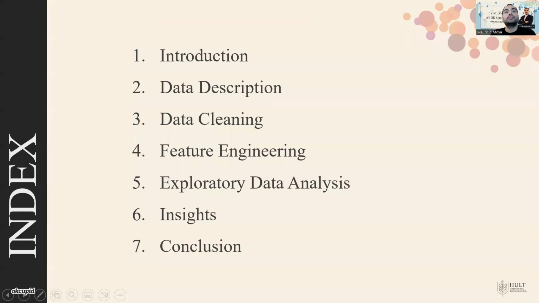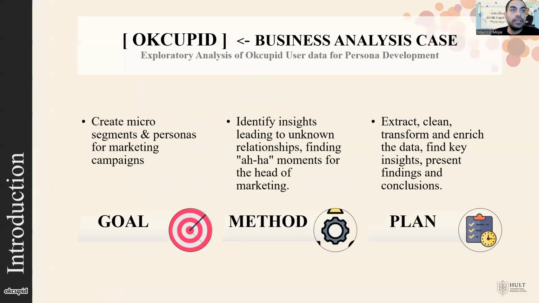Let's start. So this is the index, what we're gonna cover in this analysis. To begin with the introduction, as we can see, I have 3 steps planned for this presentation. First is the goal: to create microsegments for different marketing campaigns for OkCupid. The method is to identify insights and find those aha moments. And basically, the plan to go through this assignment, which is extract, clean, transform, and enrich the data, find key insights, and present findings and conclusions.